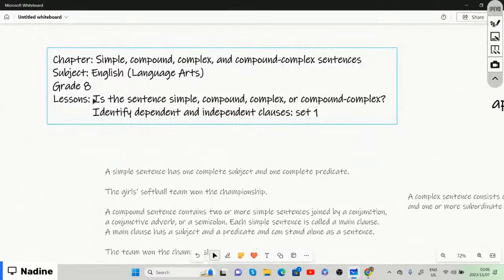Under the chapter of simple, compound, complex, or compound complex sentences, the question is: is the sentence simple, compound, complex, or compound complex? By the end of our lesson, we need to be able to answer these questions, and we need to identify dependent and independent clauses. So those are going to be our two focus lessons today.